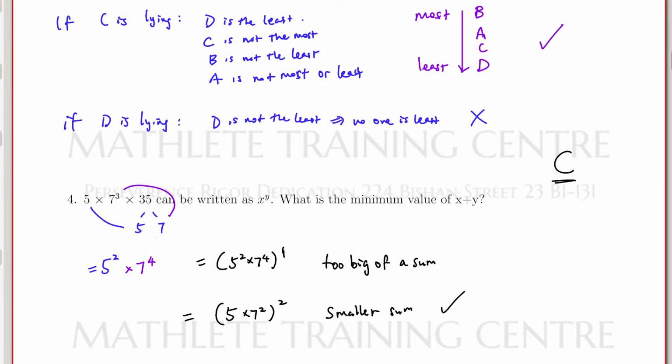So together, that tells us that in this question, the minimum value of x plus y will be this 5 times 7 squared. 5 times 7 squared is equals to 245. Okay? And then plus the number 2, right? Y is 2. So the answer is 247.